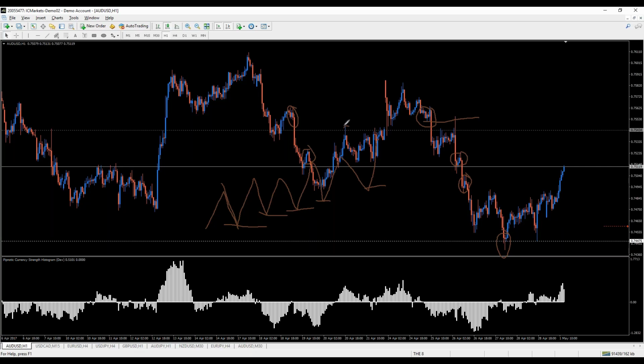We have another one here. This is not supply, but we have something down here. You can just see these absolutely everywhere.